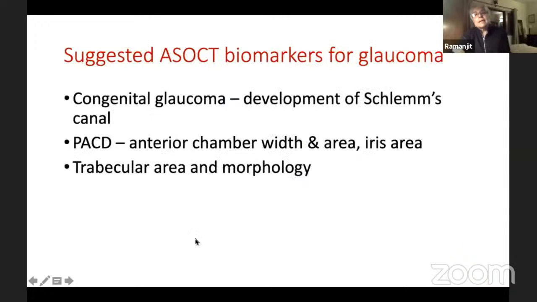So some of the anterior segment biomarkers that have been suggested for glaucoma after all this research is that in congenital glaucoma, you can see that there is a maldevelopment of Schlemm's canal. It may not be there at all. There may be an associated membrane, very similar to the so-called Barkan's membrane.